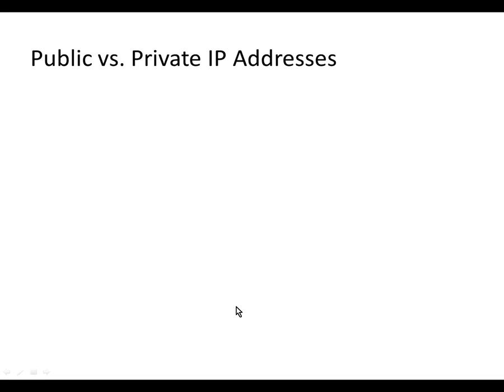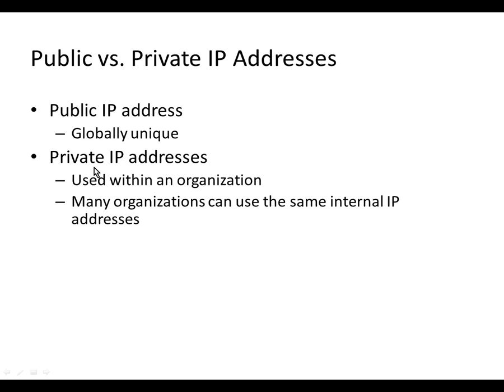So now let's discuss public and private IP addressing. Now I think you already know what a public IP address is. It's an IP address which is globally unique. It used to be all they had was public IP addresses. And globally unique means no two computers on the face of the earth should have the same public IP address. And that's nothing new. But what is new is this business of private IP addresses.